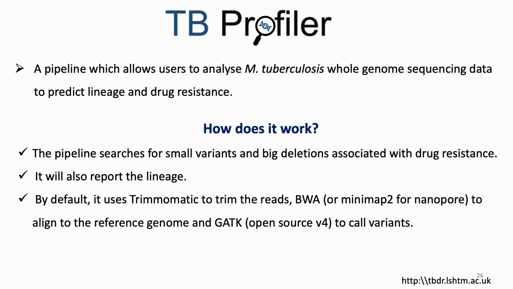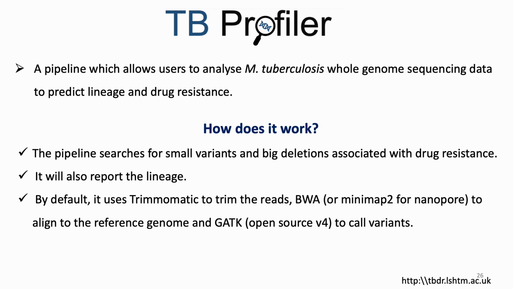So the next tool that we will review today is called TB Profiler. TB Profiler is a pipeline which allows users to analyze Mycobacterium tuberculosis complex whole genome sequence data to predict the drug resistance pattern and the lineage. TB Profiler searches for small variants and big deletions associated with drug resistance. It will also report the lineage.